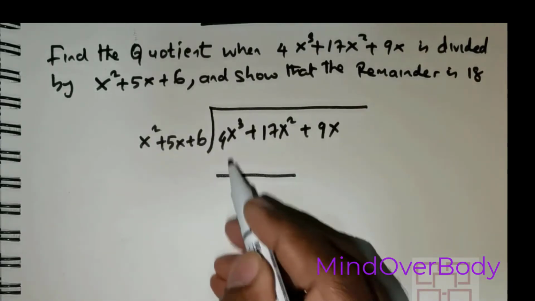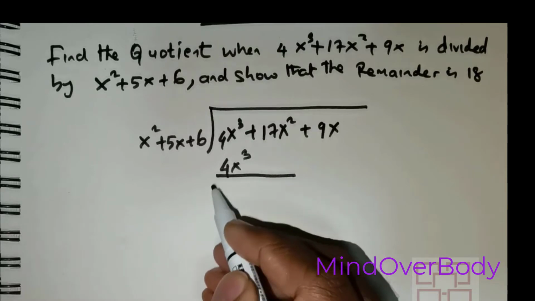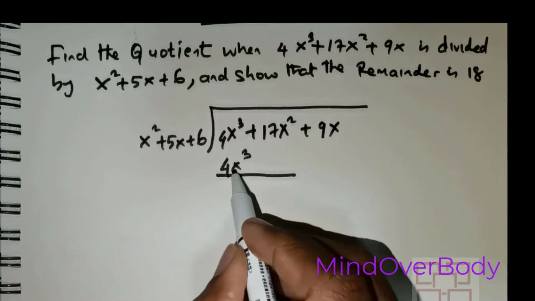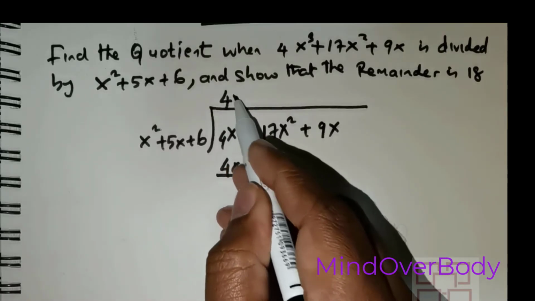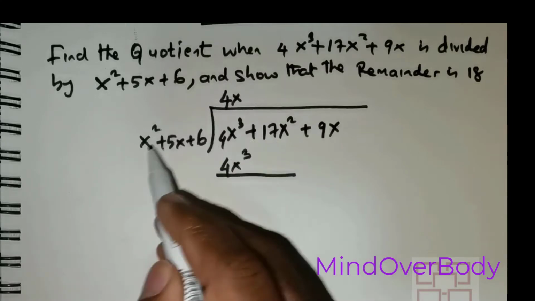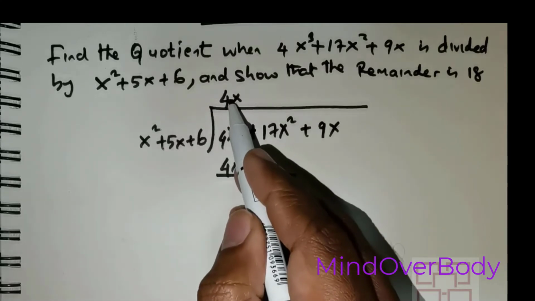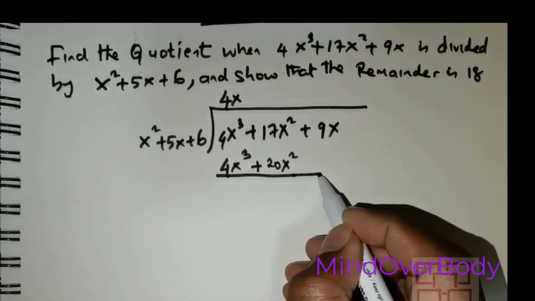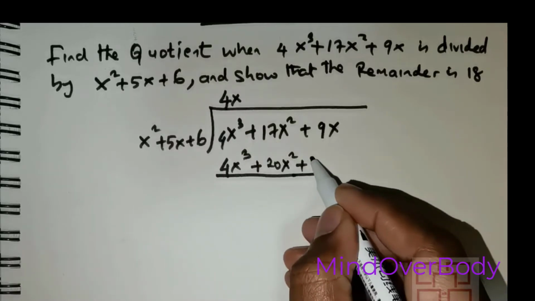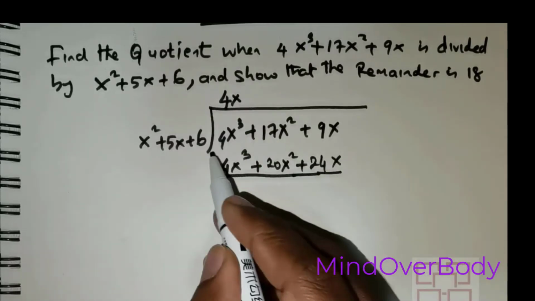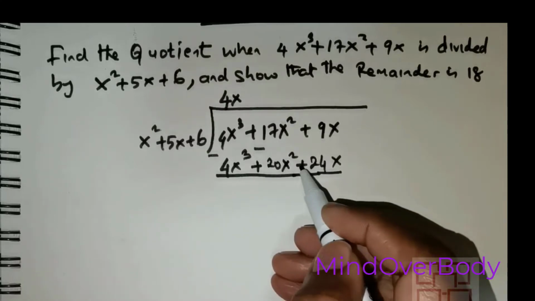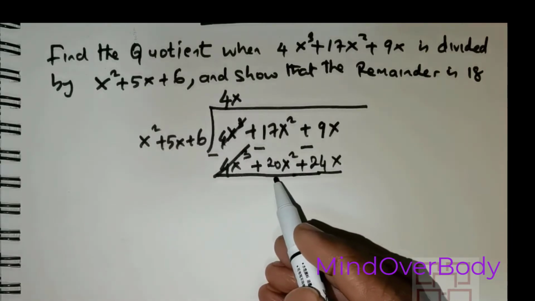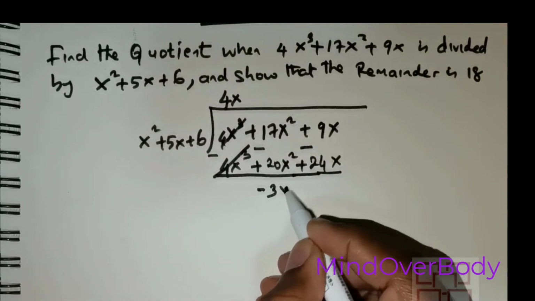Now draw a line and place 4x³ here. You have to figure out what to multiply with x² so that you get 4x³. Clearly that is 4x, because 4x multiplied with x² gives 4x³. 4x multiplied with 5x gives 20x², and 4x multiplied by 6 gives 24x. Now you change the signs. So 4x³ can be cancelled. You have 17x² − 20x², which gives −3x².